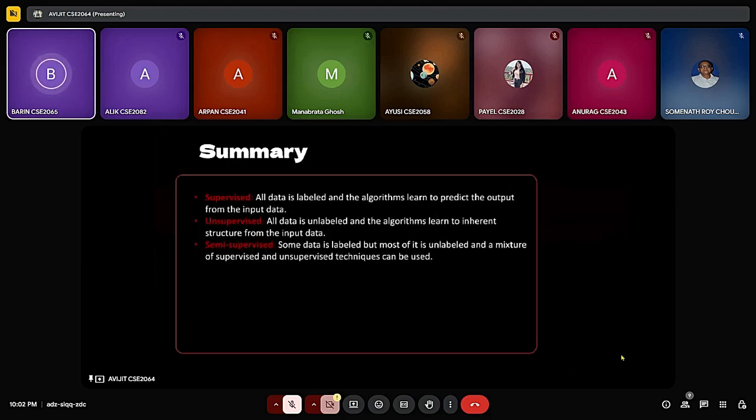Now to summarize, machine learning techniques can broadly be classified as supervised, unsupervised, or semi-supervised. KNN is a supervised learning method, meaning it works on labeled data, but it can also blend into a semi-supervised setting when the dataset contains a mix of labeled and unlabeled examples.